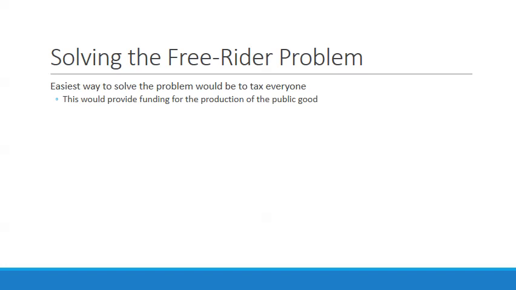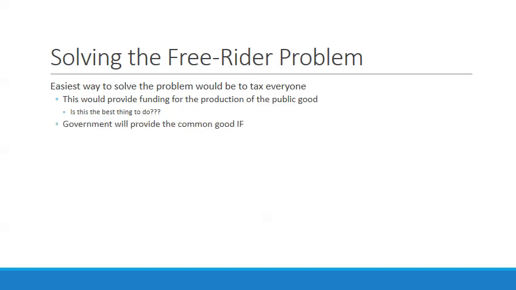So how do we solve the free rider problem? The easiest way would be taxing everyone. That way we ensure that everyone receiving the benefit of the good is being taxed for it. That's the simplest way to solve the problem, and it would provide funding for the production of the public good. However, is this the best thing to do? Is it the best policy to simply regulate everything and create genuine markets on everything? Or is it sometimes easier, with certain products, just to allow everyone to have access to them?